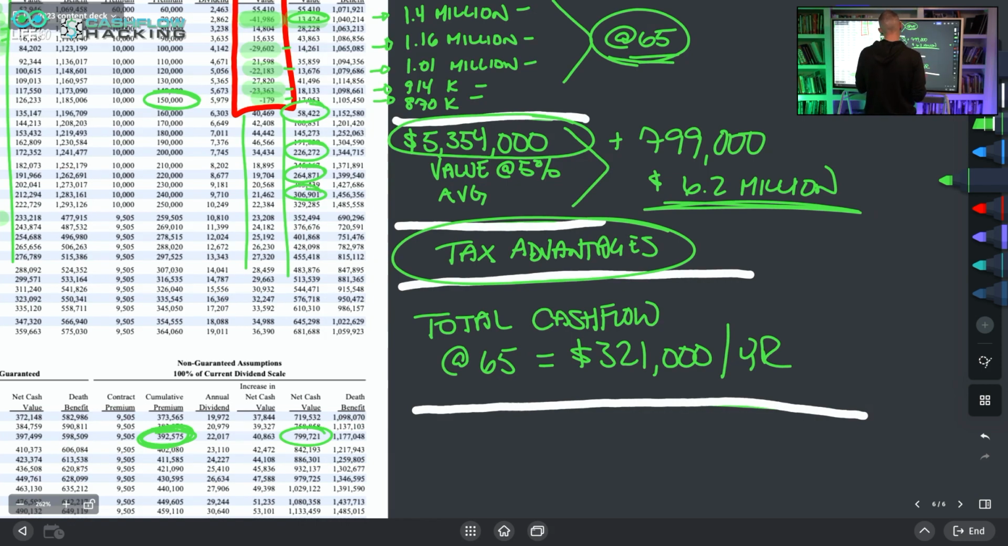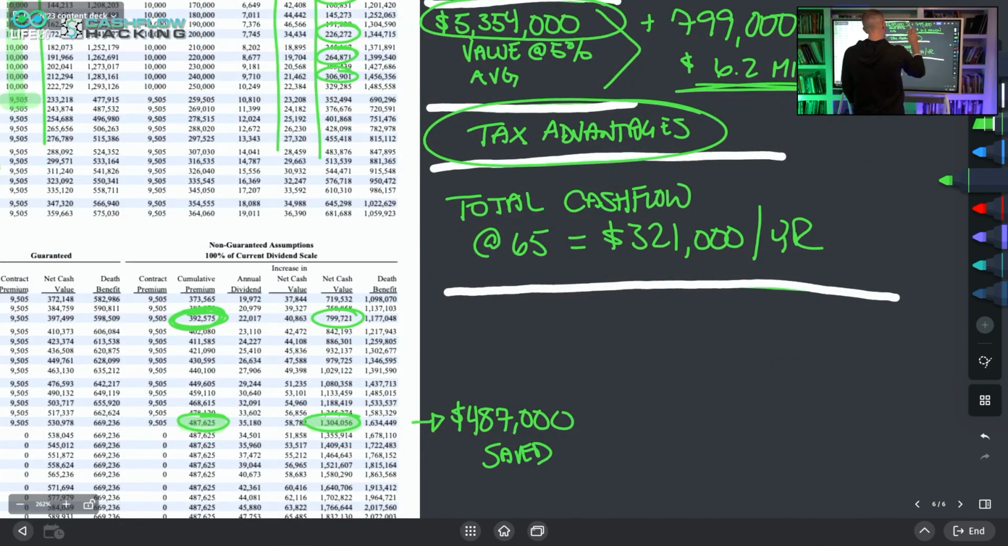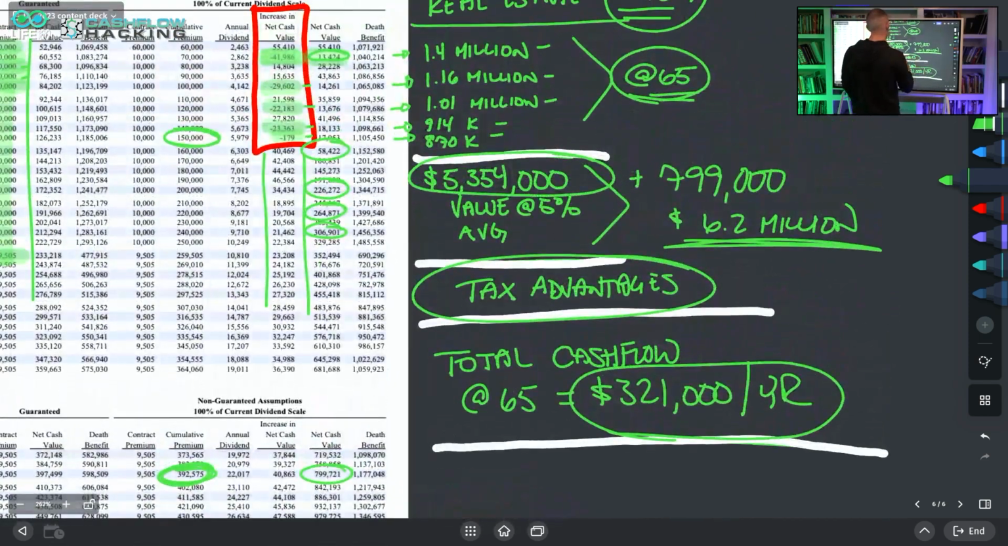But here's the best part. It's not just about what you have, it's about what it provides you. It's not about the value of the property. It's about the fact that at 65, with a 6% cash on cash return of real estate, which is way more realistic than being able to pull that off on a portfolio of stocks and investments, you're talking about a $321,000 per year income. Plus, if you manage it the right way, you're still going to get the tax advantages of the properties.